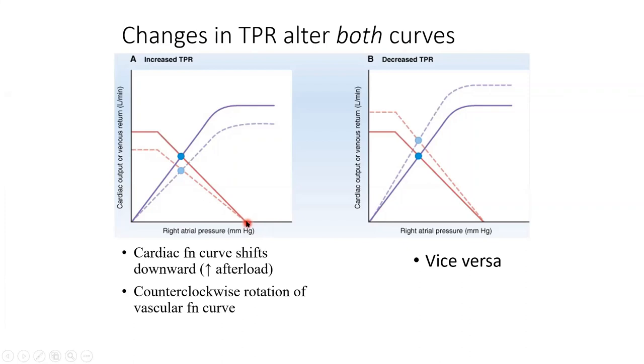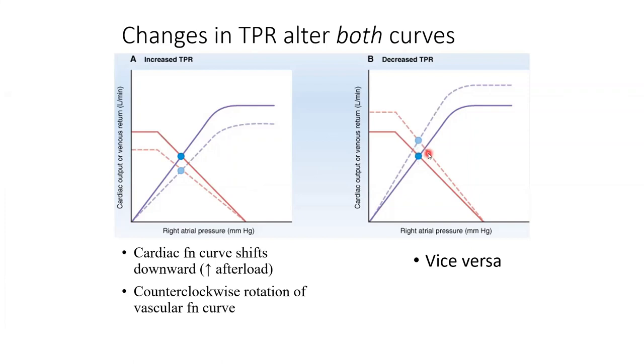Okay. So in summary, when TPR increases, both curves drop to a lower position. The equilibrium point drops vertically down at the same CVP. And when you decrease TPR, you just need to have a mirror argument of what we discussed here. The equilibrium point will rise up.